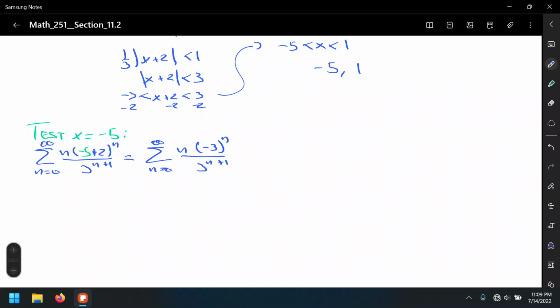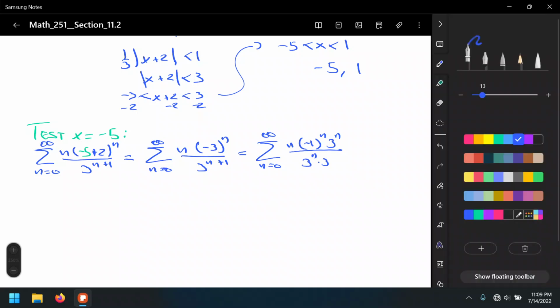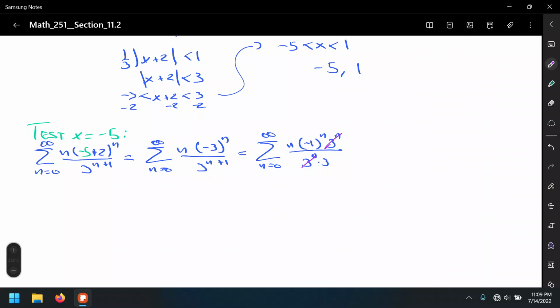All right, and now, this series looks complicated at first glance, so it would be a good idea to simplify it. Sigma n equals 0 to infinity, n times, okay, this negative 3 to the n is the same as saying negative 1 to the n times 3 to the n. And in the denominator, 3 to the n plus 1, that's 3 to the n times 3 to the first power. And the good thing here, check this out. This is going to simplify.